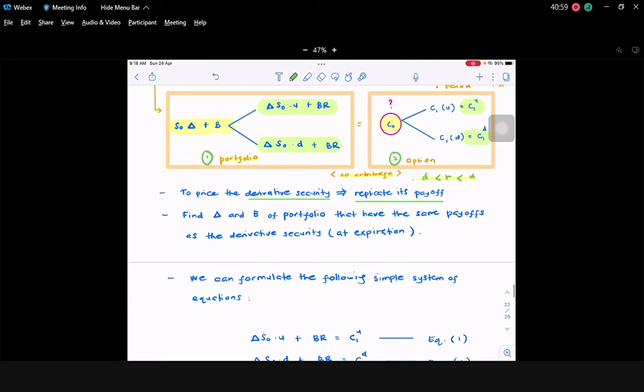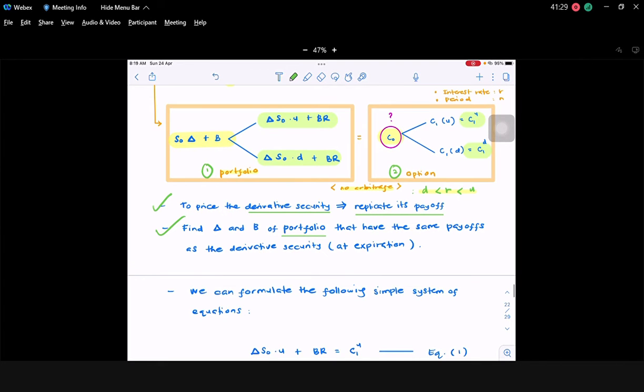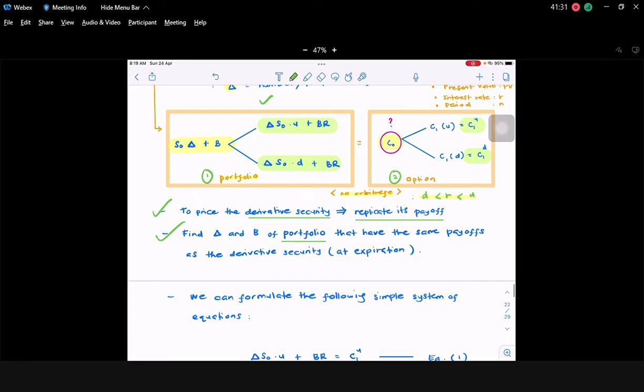So to price the derivative security, then we replicate its payoff. Then kita perlu find delta and B. So delta number of shares and B amount of cash of portfolio. Bear in mind kita punya portfolio consists of combination of stock and cash that have the same payoff as the derivative securities. So maksudnya yang ni kena equal to yang ni.